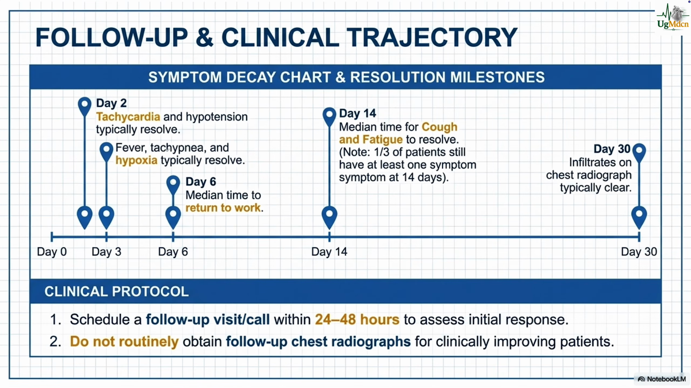Let us see the follow-up and clinical trajectory. Patients begin to show signs of improvement by day 2. A follow-up visit or call within 24 to 48 hours to assess the initial response is appropriate. Symptoms such as fever typically improve early. Cough and fatigue often take longer to resolve. Routine follow-up chest radiographs are not required for patients who are recovering clinically. The infiltrates take almost a month to resolve.